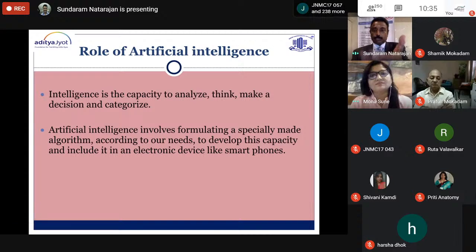I ask them, first of all, do you know what is intelligence? Then you have to understand what is artificial intelligence. That's why I made this slide. Intelligence is the capacity to analyze, think, make a decision and categorize. And I think God has given that. And this is what Albert Einstein tells: everybody is intelligent, only the teachers make them idiots by calling them, you are an idiot. So many teachers called me an idiot, but have I become an idiot? That's what Swami Vivekananda says.